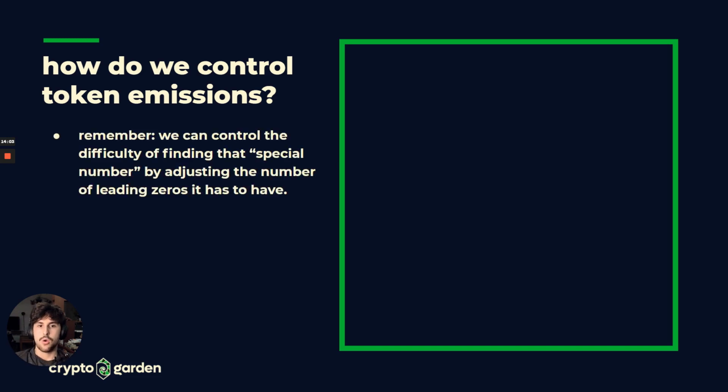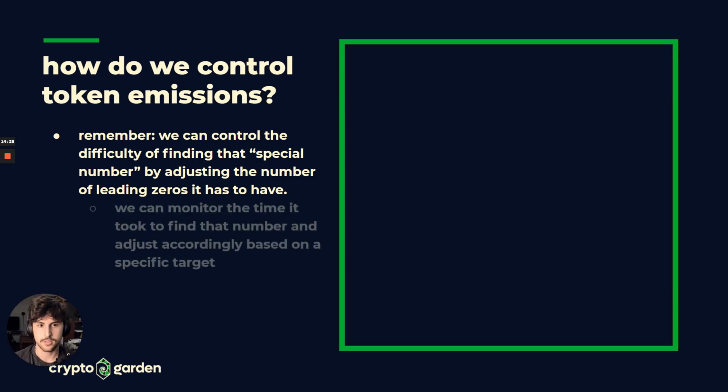So remember one thing about those numbers. We can control the difficulty of finding that special number by adjusting the number of leading zeros it has to have. So, for example, if it has to have 30 zeros, the chance of finding that number is 1 divided by 2 to the power of 30, about 1 in a billion. 2 to the 40 is about 1 in a trillion, if I'm not mistaken. And so it goes. But we can monitor the time it took to find that number, and then we adjust the difficulty based on a specific target.